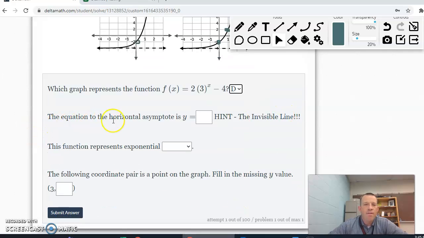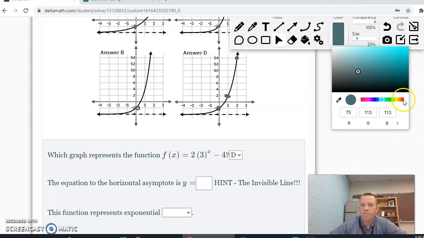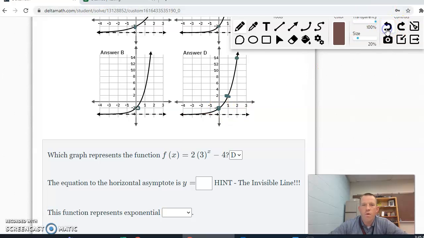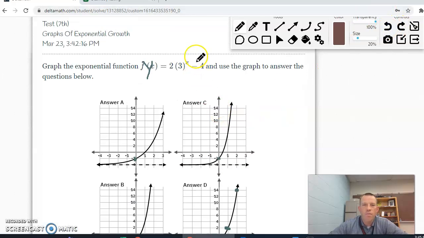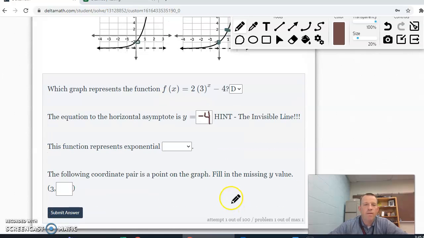Okay, and then the horizontal asymptote. Well, again, that's that line that it is approaching. It's the dashed line, and it's when y is -4, it looks like. -4, remember it's also here. All right, so when y equals -4, okay?